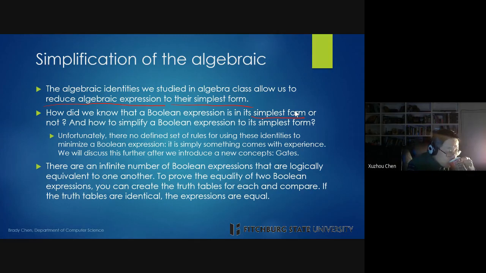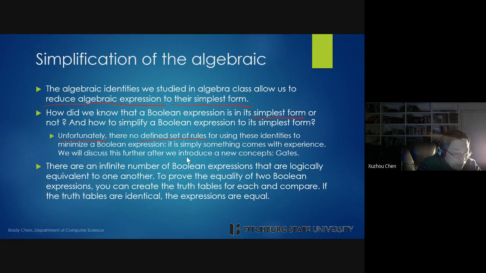So in general, it's hard to define this. Unfortunately, there's no defined set of rules for using these identities to minimize the Boolean expression. So when someone gives you a Boolean expression, can you say this is already the simplest form, which means I cannot simplify even further, or do we still have room to simplify it?